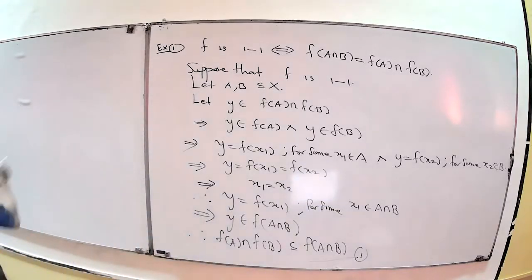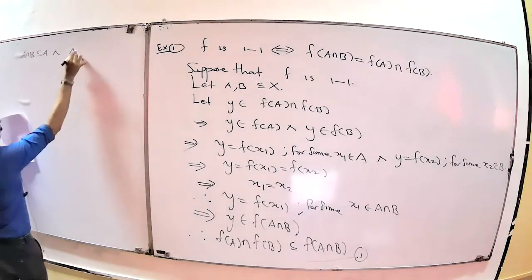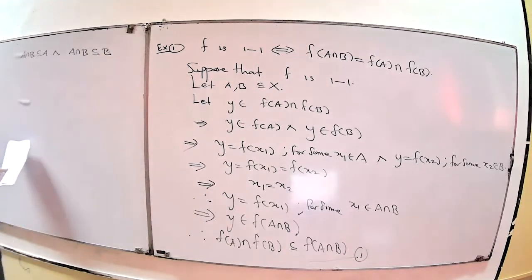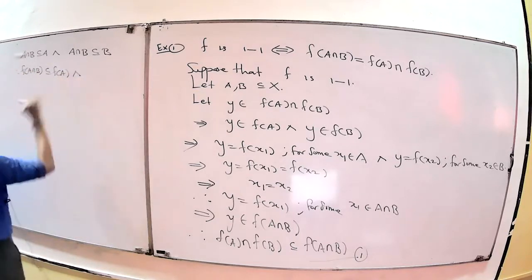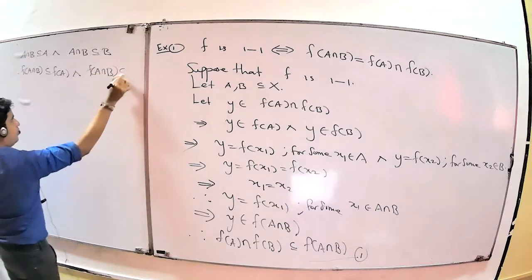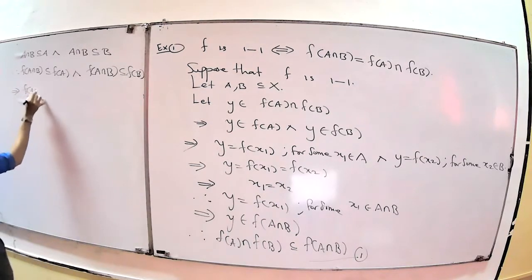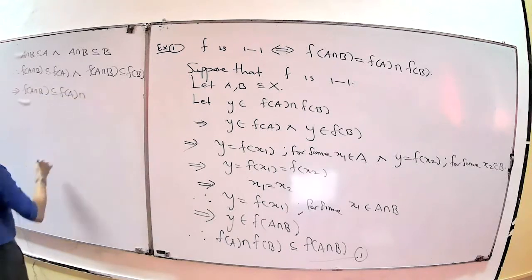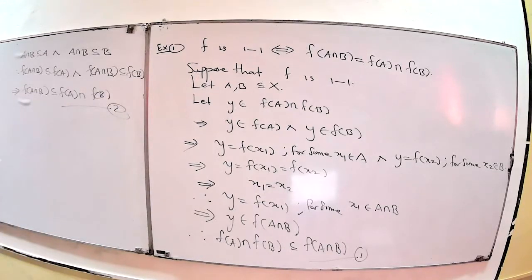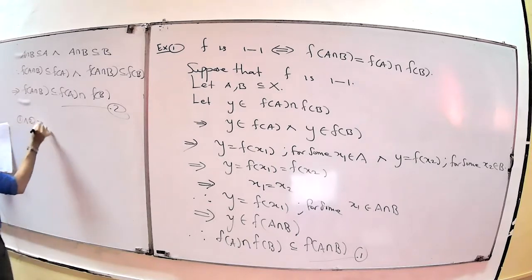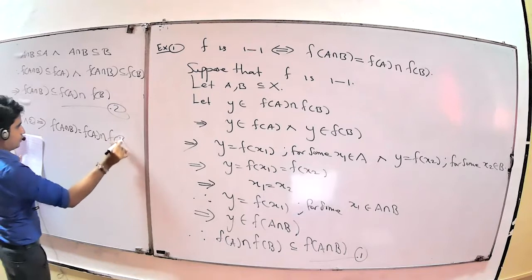Now obviously A intersection B is a subset of A and A intersection B is a subset of B. Therefore, f of A intersection B is a subset of f of A and f of A intersection B is a subset of f of B. From this both you will get f of A intersection B is a subset of f of A intersection f of B. It is your second condition. 1 and 2 imply f of A intersection B equals f of A intersection f of B.